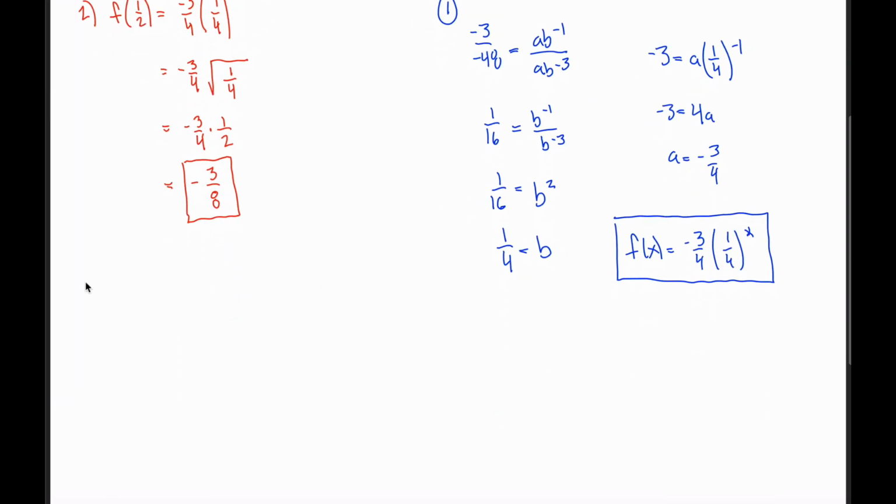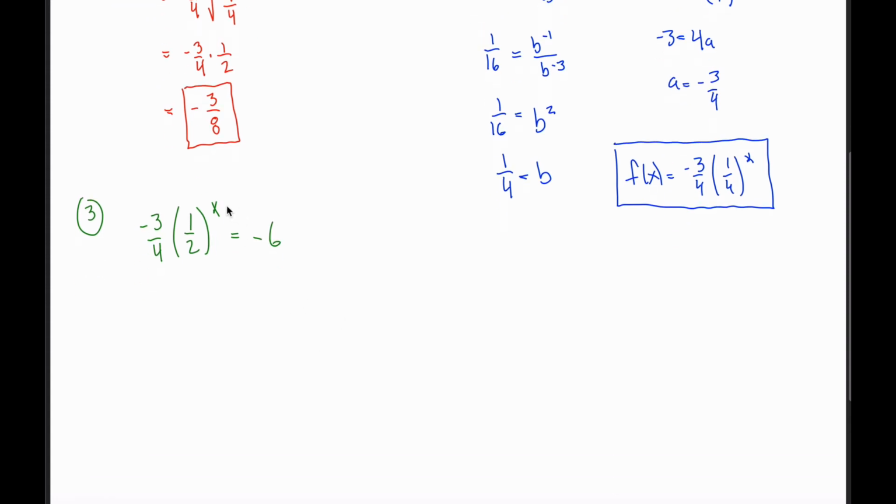So I'm going to say this -3/4 times 1/2 to the x is equal to -6. And now I want to get this x all by itself. Well, that's really hard to do. In fact, we don't even really have the machinery to get this all by itself just yet. But I can figure out what this x is equal to if I can at least isolate this exponent.